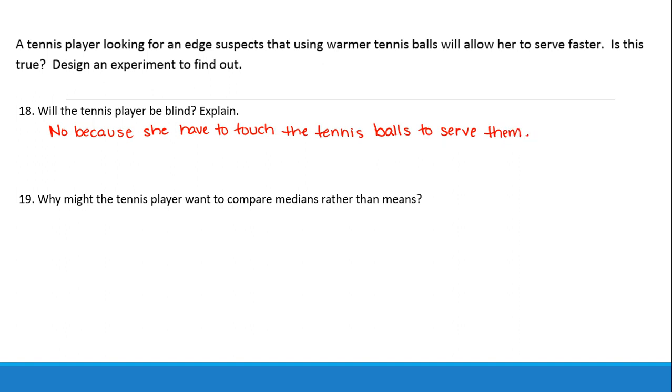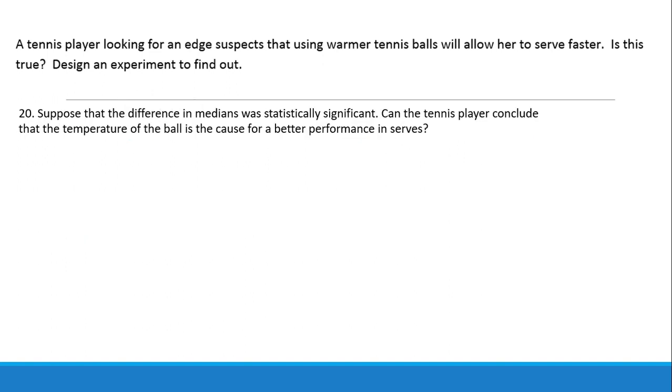Why might the tennis player want to compare medians rather than means? That would be if she suspects that her data is skewed. Suppose that the difference in medians was statistically significant. Can the player conclude that the temperature of the ball is a cause for a better performance in serves? In this case, we can say yes, because everything else is controlled.